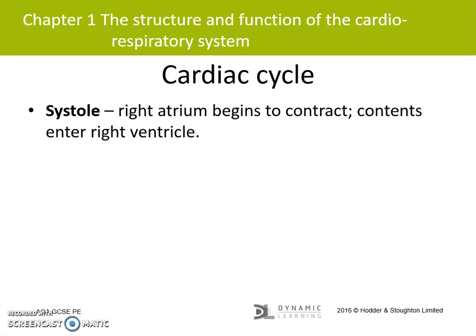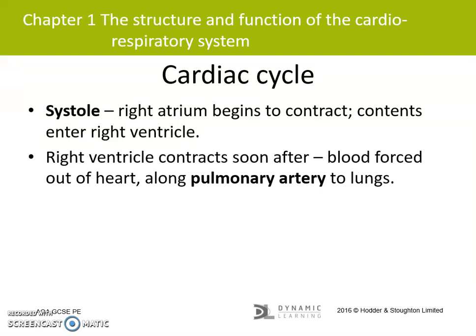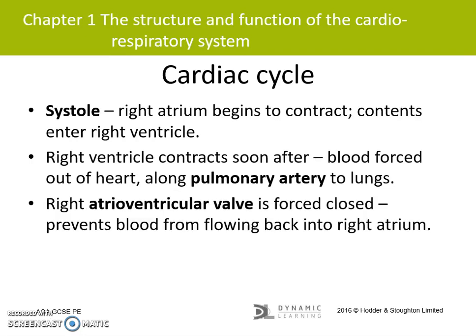During systole, the right atrium contracts and the contents go down into the right ventricle. And then soon after that, the right ventricle will contract and force all that blood out of the heart, along the pulmonary artery to the lungs. And at that point, that valve in between the atrium and the ventricles is closed. So no more blood can flow backwards into the atrium.